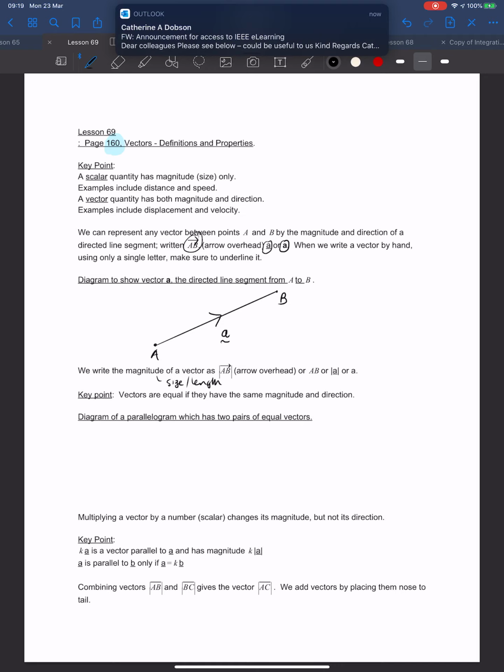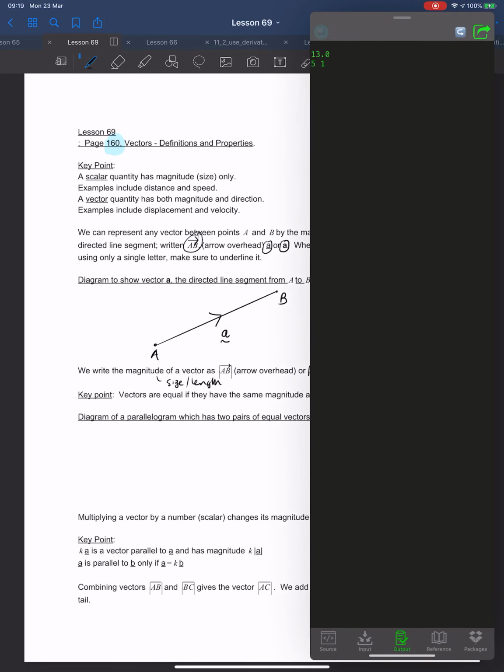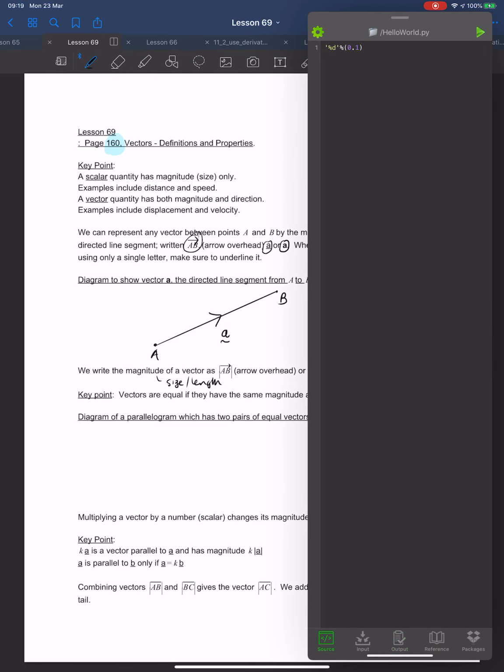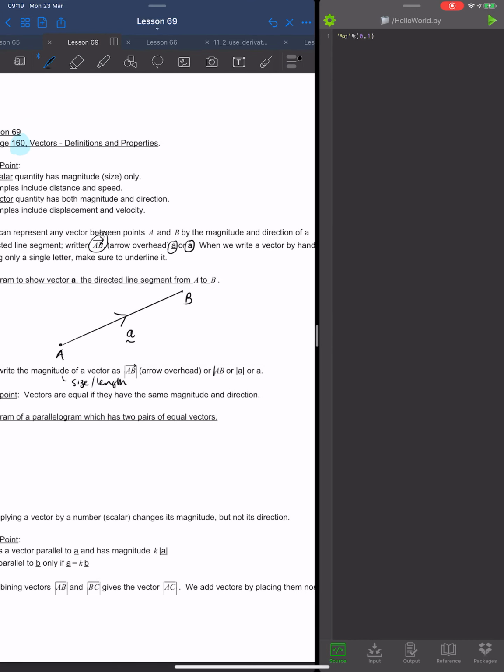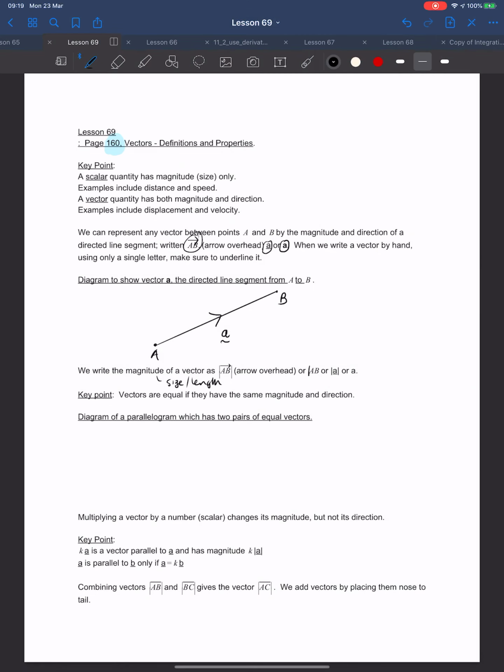So we write the magnitude of a vector, so this is... oops, what's happening here? Go away. Oh, Python, go away. Let's get rid of that if I can. This is my Python program that I'm learning as well. I'm losing track here. I don't need that there.